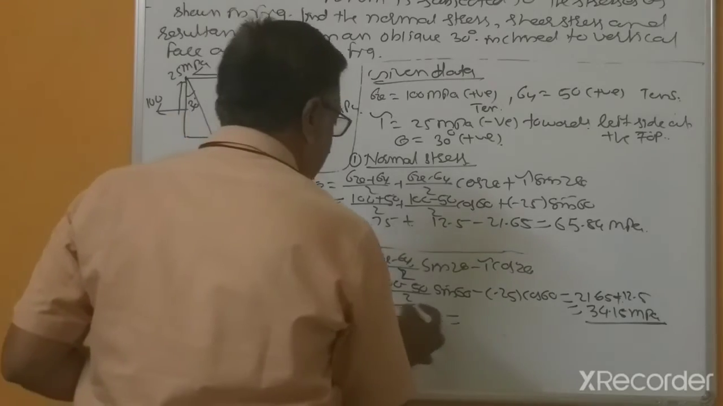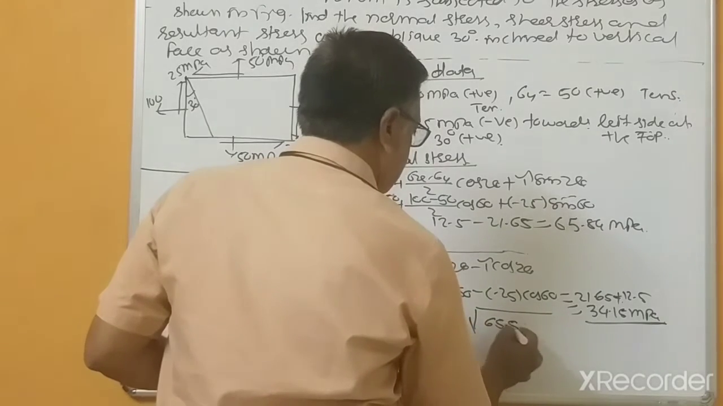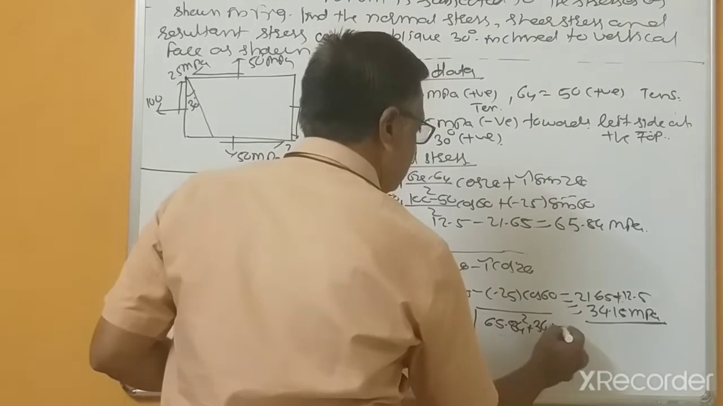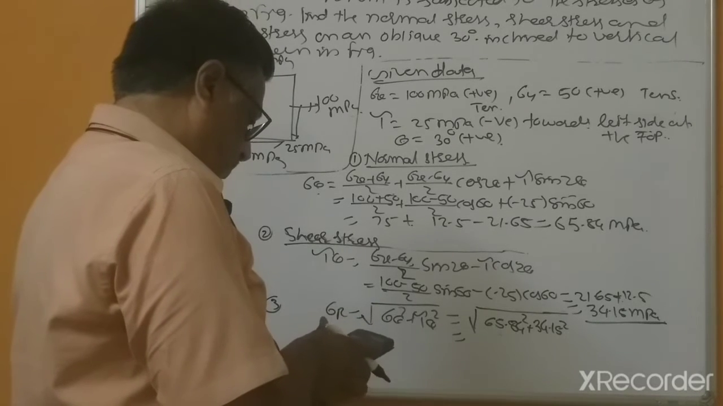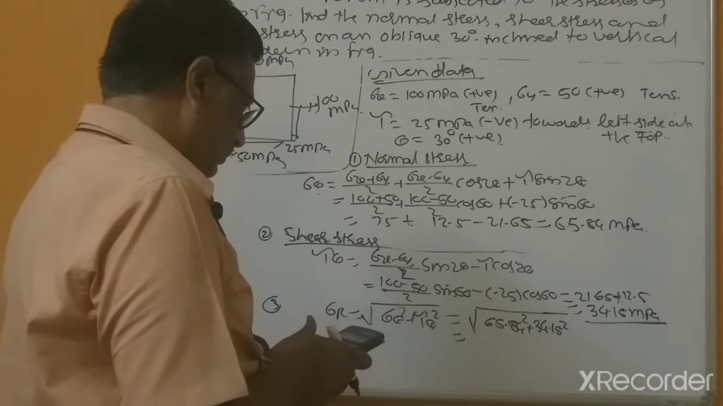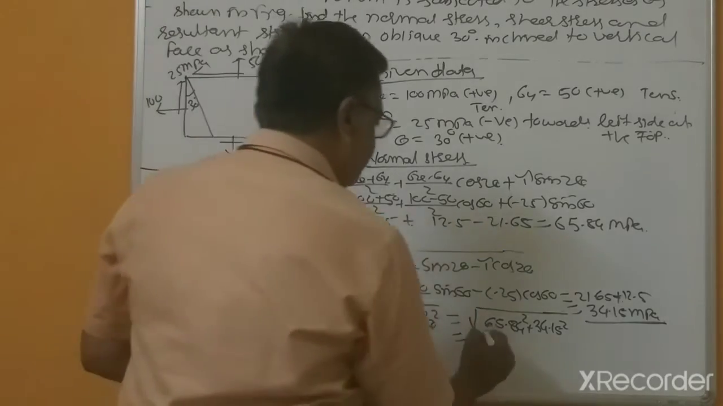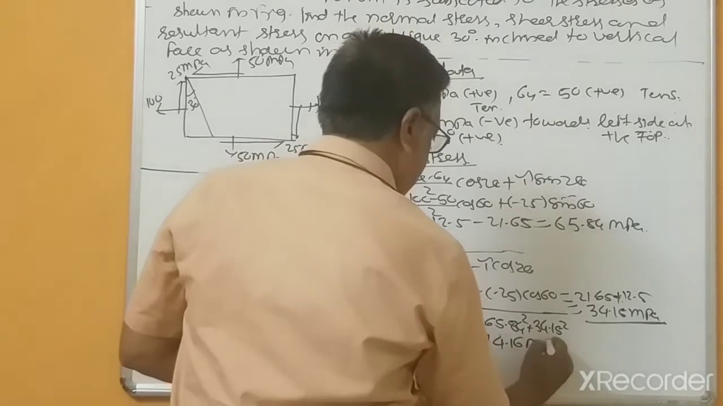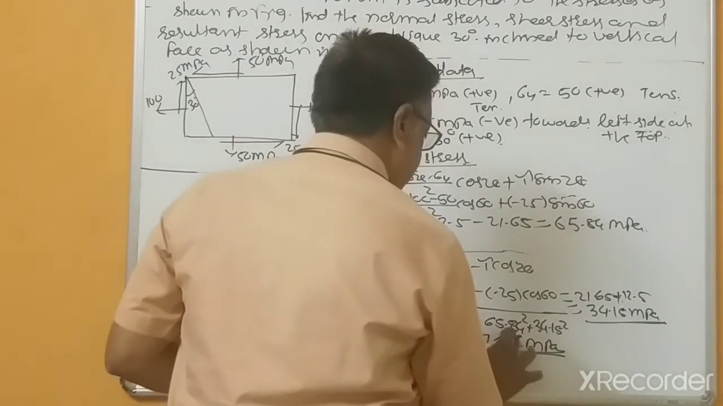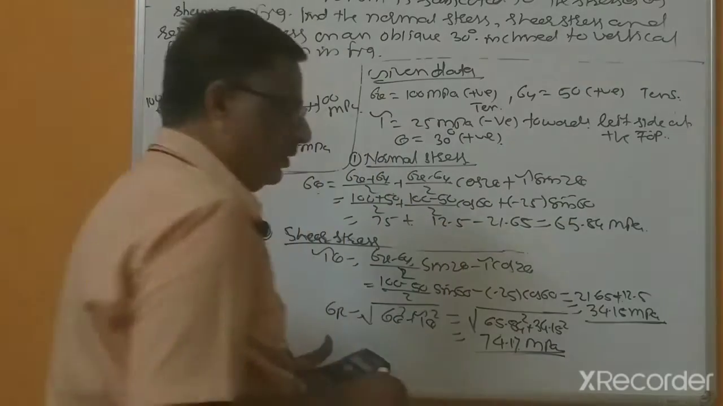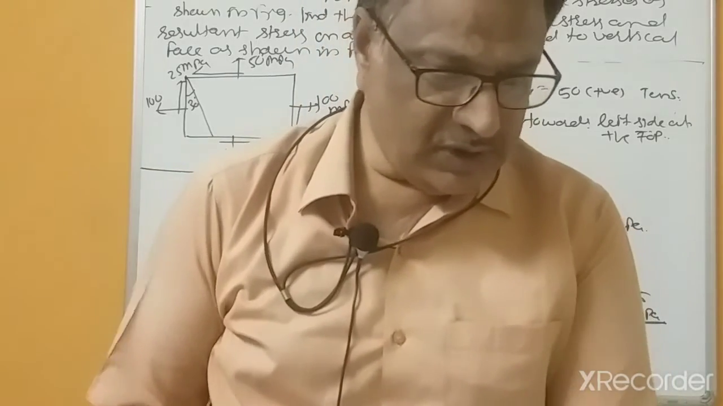So lastly, the resultant stress is equal to the square root of 65.84 squared plus 31.15 squared, which is 74.16 megapascals. So this is, I think, the second problem.